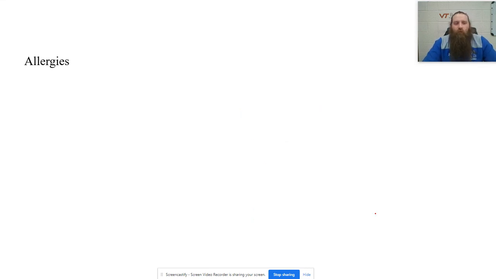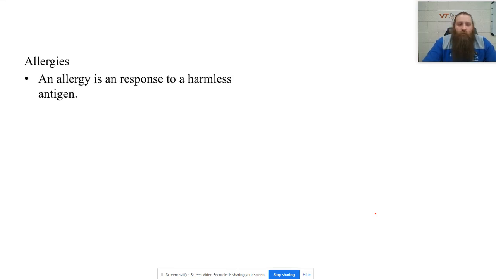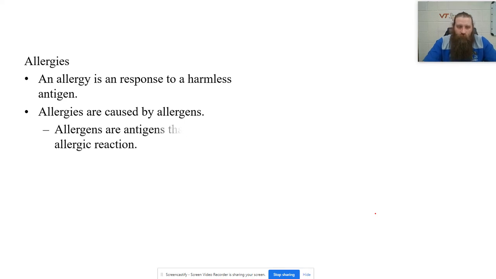Now, some other things the immune system is associated with are allergies. An allergy is when you have an immune response to a harmless antigen. So it's not an antigen that belongs to like a bacteria that would make you sick. We usually call those antigens allergens. So to distinguish between the antigens of a bacteria that would be a part of a pathogen, an allergen is an antigen that is harmless.